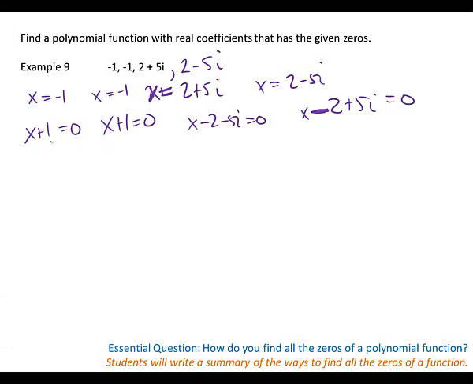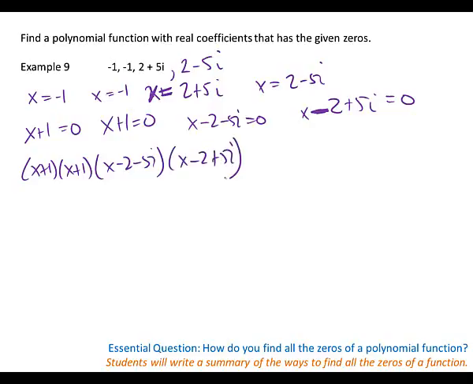All right, the next thing I got to do is multiply all of those together. So I've got to multiply x plus 1 times x plus 1, and x minus 2 minus 5i, and x minus 2 plus 5i. I don't really need the equal to 0 part anymore because we're just trying to find the polynomial. All right, so we're going to do this in stages. We're going to end up having to do 2 multiplication boxes by the end.